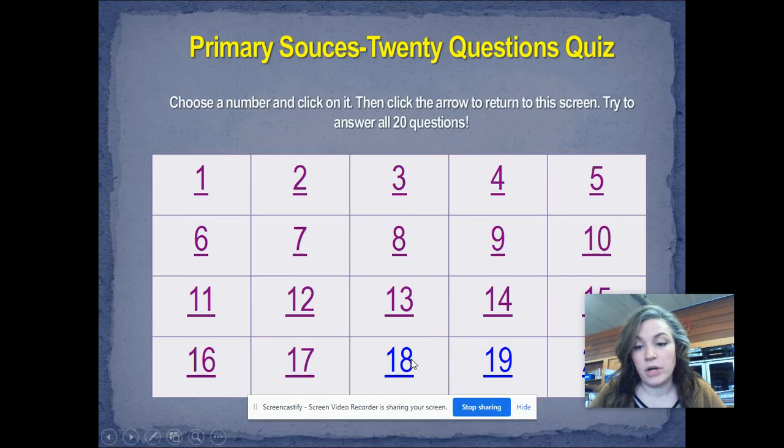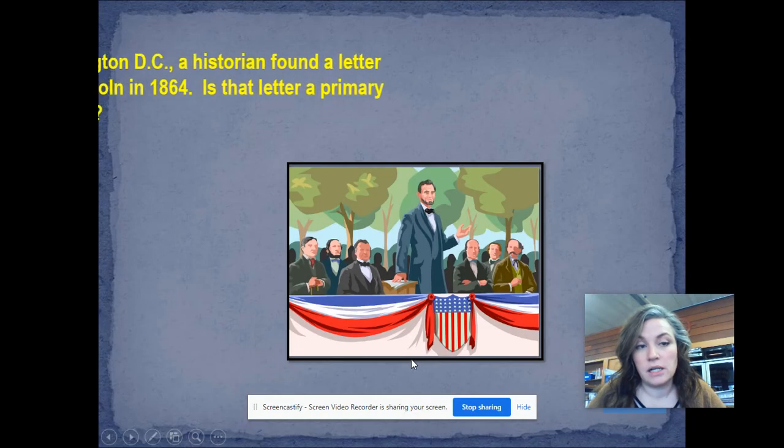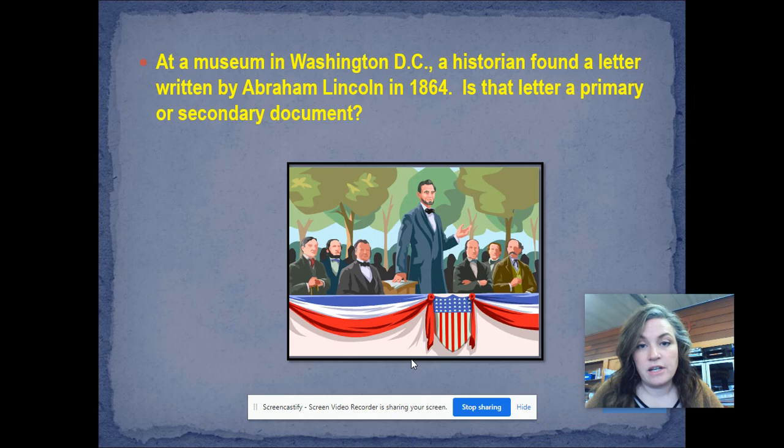All right, number 18. At a museum in Washington, D.C., a historian found a letter written by Abraham Lincoln in 1864. Is that letter a primary or secondary document? This one would be primary, because it was written during the time Abraham Lincoln was alive, okay, and he wrote it himself.